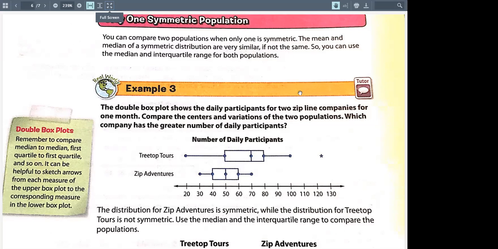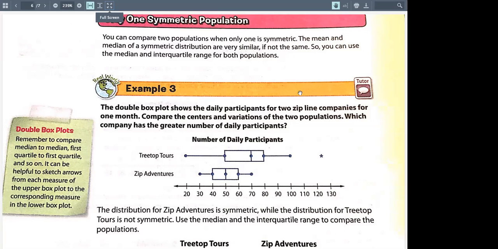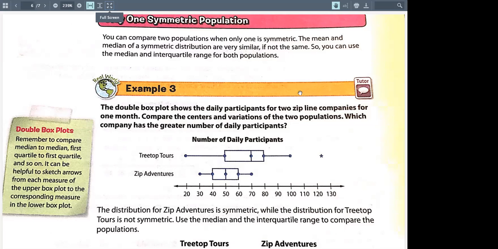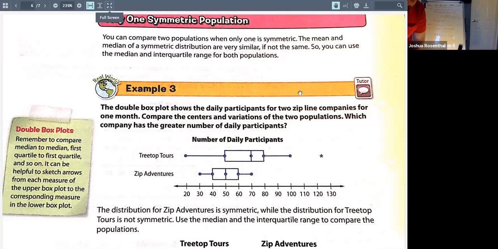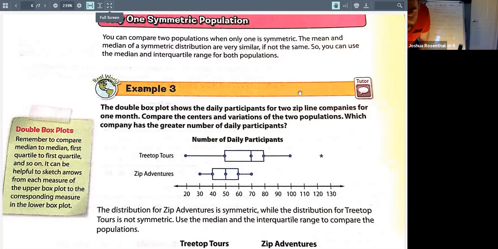If there was the same amount of data points on one side as on the other side, then the median would be... No. Even in Treetop Tours, there are the same amount of data points. It's just what the values of those data points are. Yeah. Because remember what median is. Median is the value that's right in the middle of all the data. I'm saying if the data points are equally spread out, then it would be right in the middle. Yes, symmetrical, yes. If they were evenly spread out on the left as they are on the right within the interquartile range, okay, within the box.